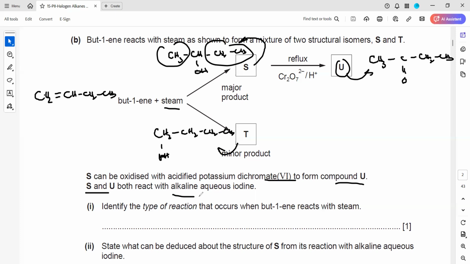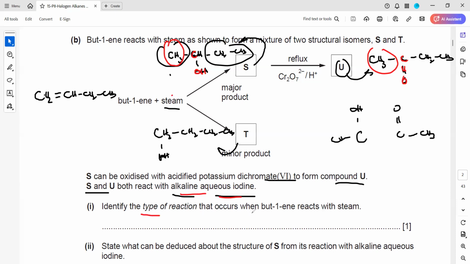S and U both react with alkaline aqueous iodine. What does this give an indication of? It indicates that the carbon attached to OH, or the carbon which is a carbonyl group, has a methyl group next to it. As you can see, this carbon is attached to OH and there's a methyl group here. This carbon is the carbonyl group, and next to it there is a methyl. That's why they react with alkaline aqueous iodine.